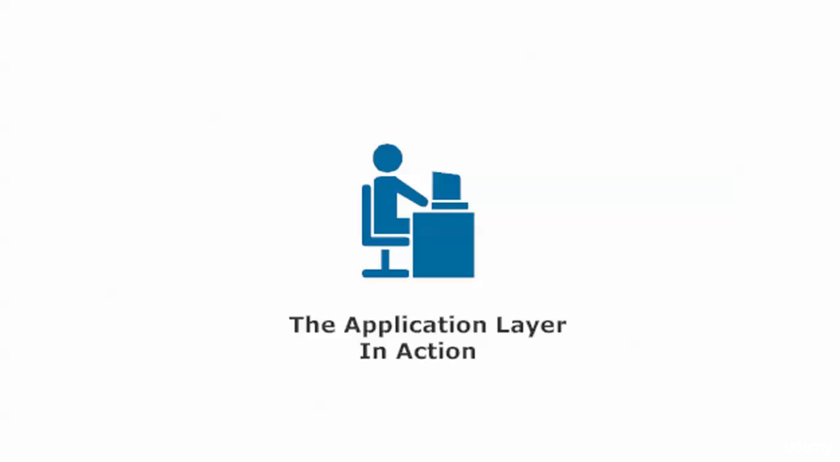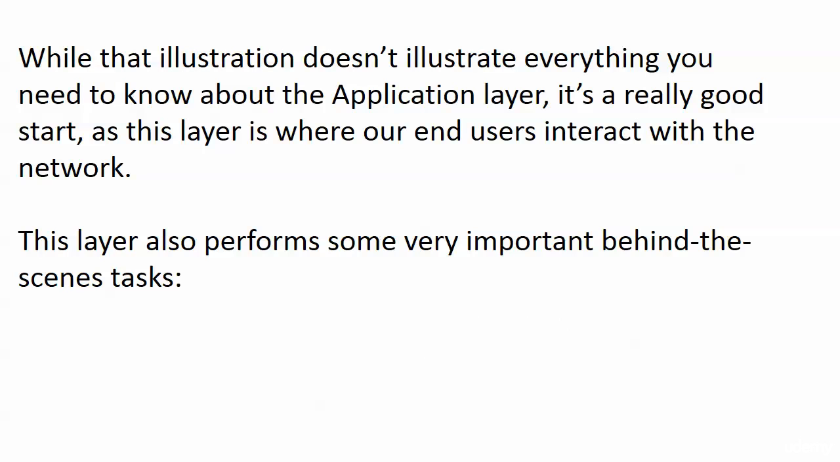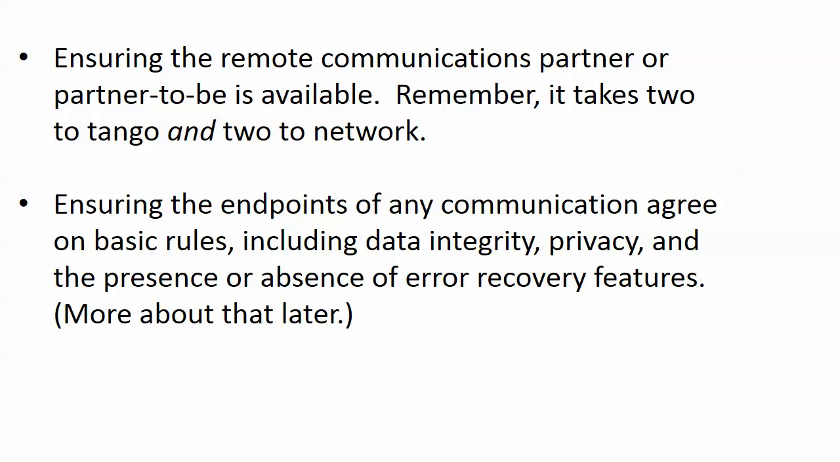We're going to talk about that, but right now I'd like you to take a look at this highly complex diagram I've created for you to show you the application layer in action. And that's not everything you need to know about the application layer, but it's a really good start, because this layer is where our end users interact with the network. And this layer also performs some very important behind the scenes tasks, first ensuring that our remote communications partner or partner to be is available. You know, it takes 2 to tango, and it takes 2 to network. To have an endpoint to endpoint communication, we need 2 endpoints.